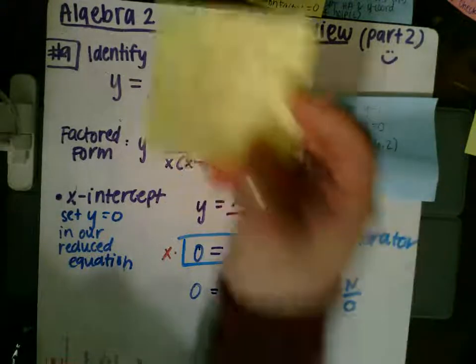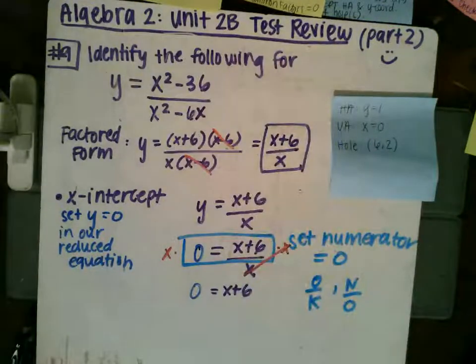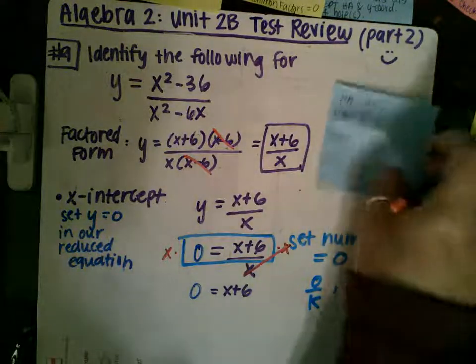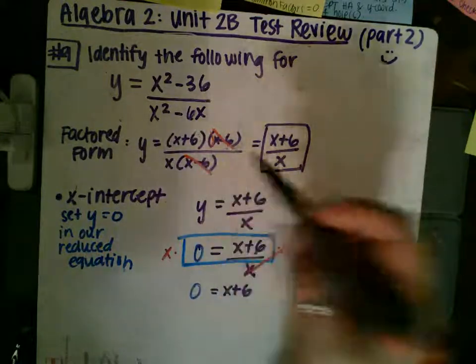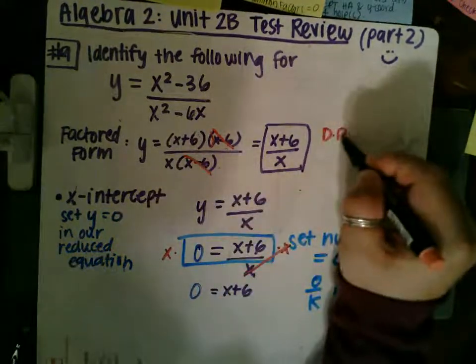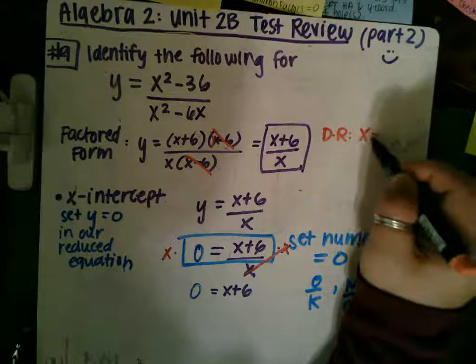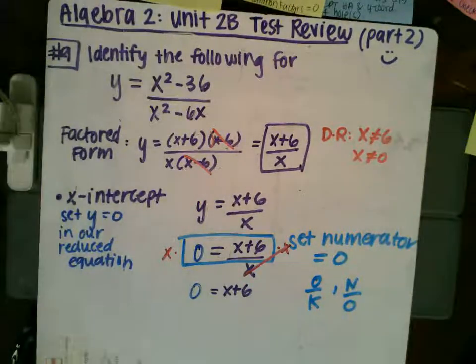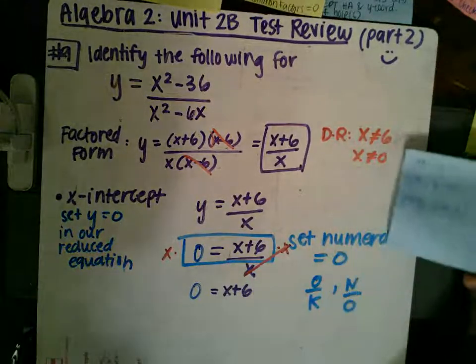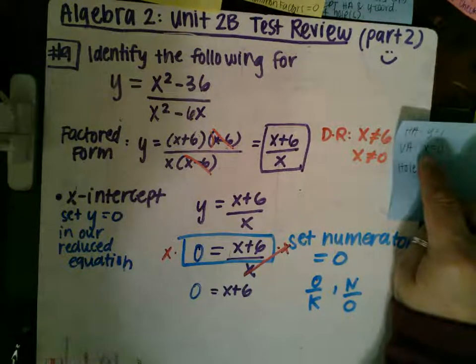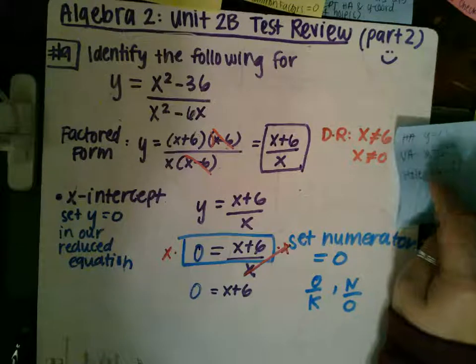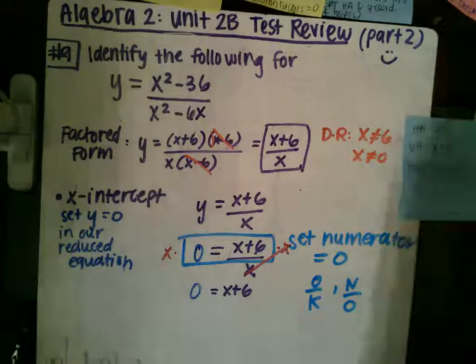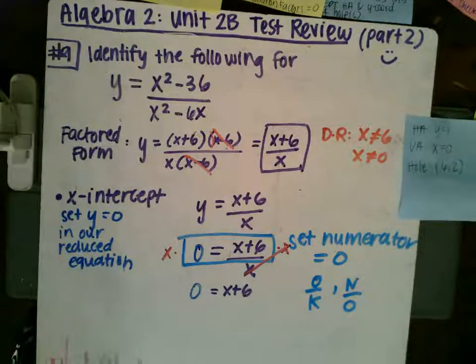Our domain restrictions, we never found those, but we could do it really quick. From factored form, our domain restrictions would be that x cannot equal 6 and x cannot equal 0. That makes sense because we have a vertical asymptote at 0 and a hole at 6. So the domain restrictions are asymptotes and holes. That's how we find our x-intercept.